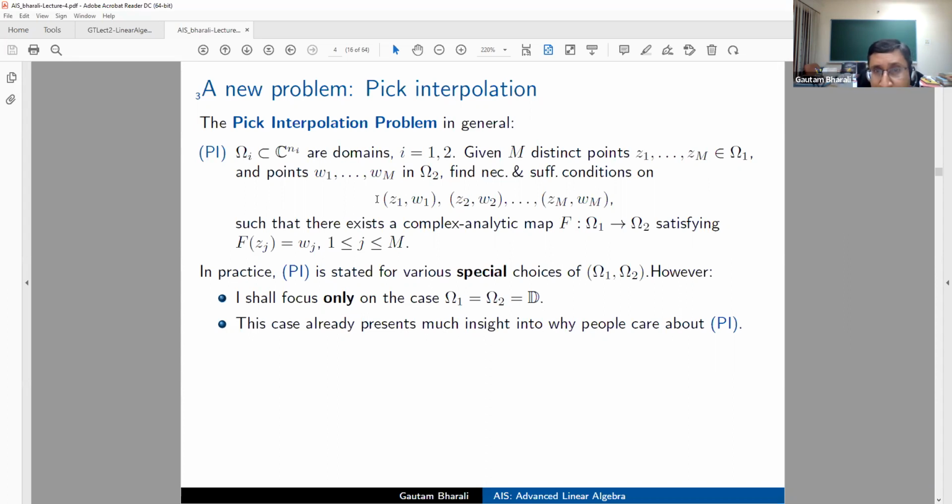just given Z1, Z2, and W1, W2, so just given this pair of data, if you have a holomorphic map from the open unit disk to the open unit disk, then the locations of W1 and W2 with respect to Z1 and Z2 are constrained because of the Schwarz-Pick lemma. So clearly the Schwarz-Pick lemma tells me that if I pick Z1 and Z2 distinct, I can't just pick W1 and W2 and hope to find a holomorphic map satisfying the property that I just highlighted. So this is a genuine problem. This is even for the case omega-1 equals omega-2 equals D, this is a genuine problem.